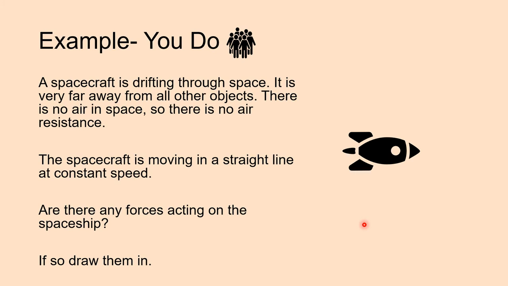Okay, next question. A spacecraft is drifting through space. It is very far away from all other objects. There is no air in space, so there is no air resistance or drag. The spacecraft is moving in a straight line at constant speed. Are there any forces acting on the spaceship? If so, draw them in. Pause the video here while you have a think about that question. Are there any forces acting on the spaceship?